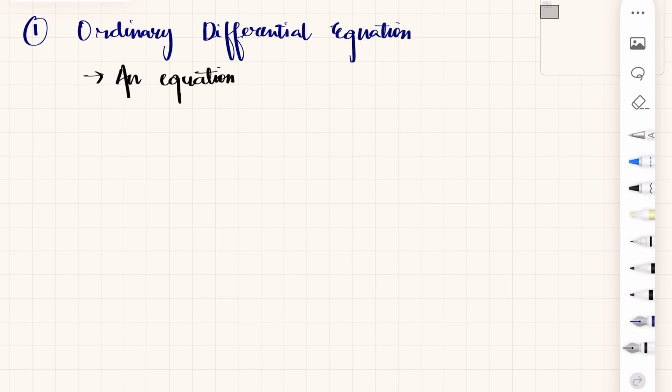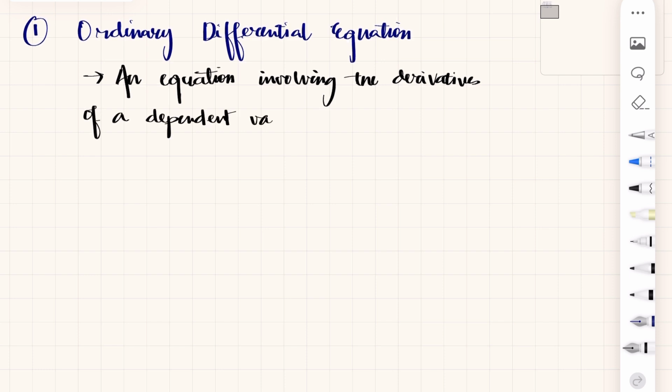Differential equations. So let's see what is the meaning of these ordinary differential equations. So I'll write down the definition. It is an equation involving the derivative of a dependent variable.